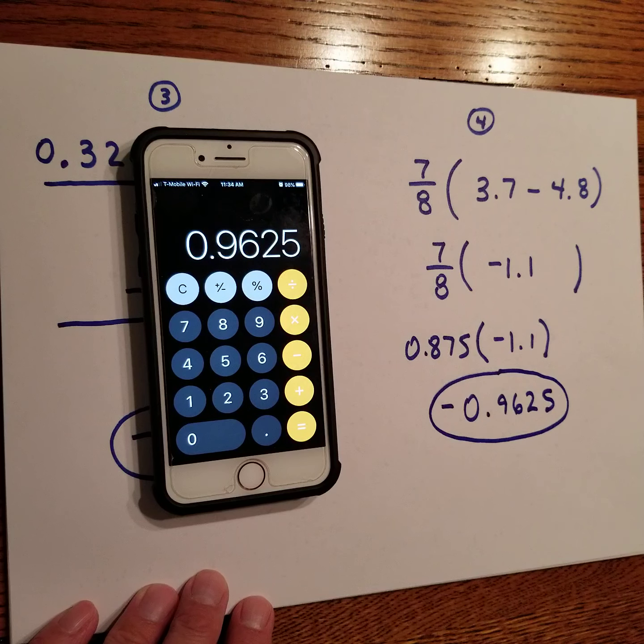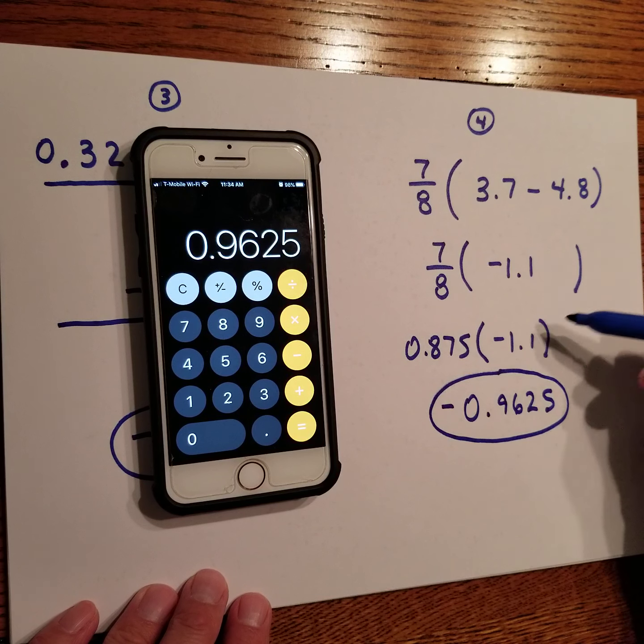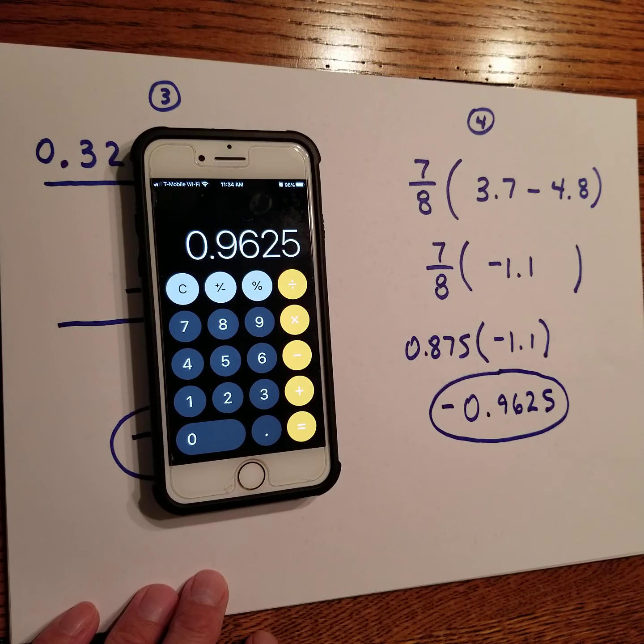Beautiful. All right, your turn to do some homework. Make sure you write the problem down, show all of your work, let your calculator do the computation.